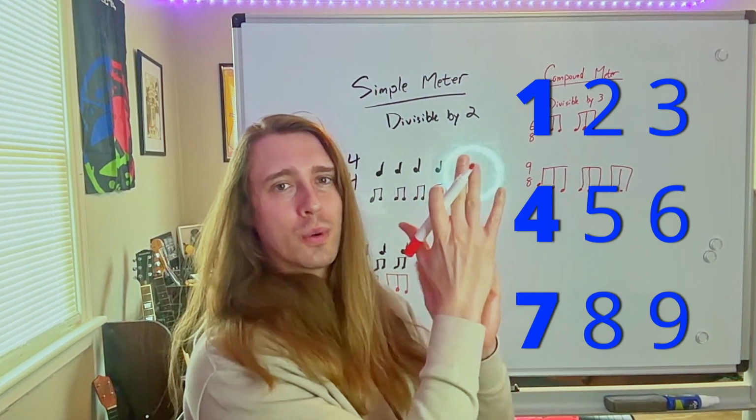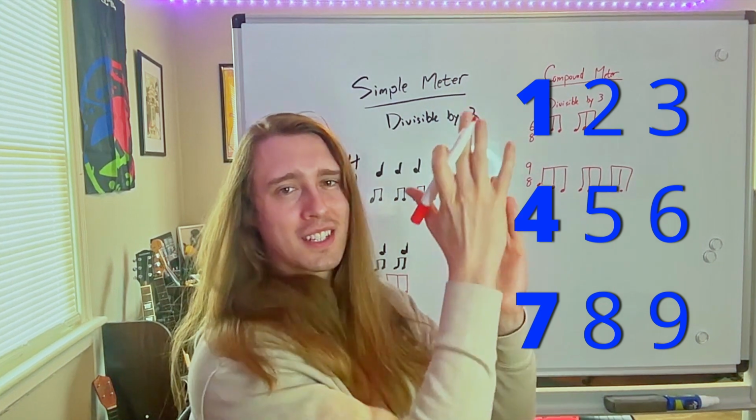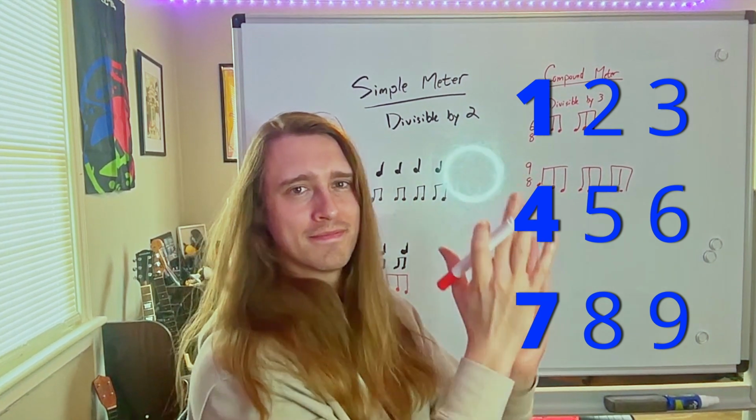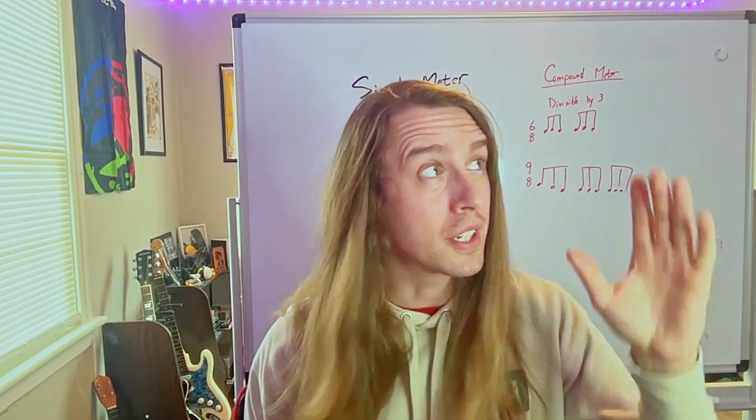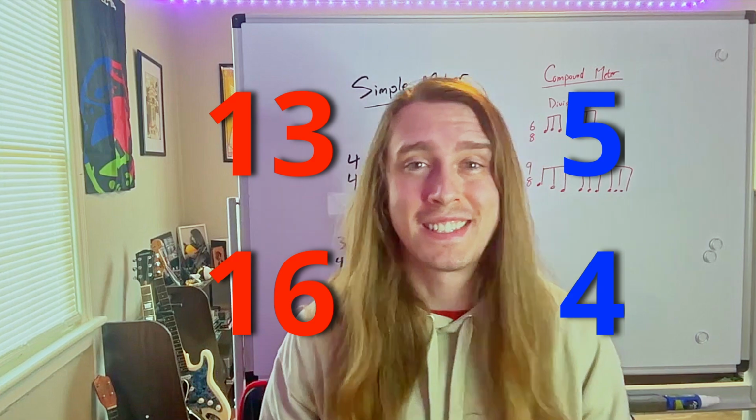1, 2, 3, 4, 5, 6, 7, 8, 9, 10. There you go. That's compound meter. Pretty simple. But what about odd meter? Odd meter, things like 5/4, 13/16, 17/8. How do you write in those?